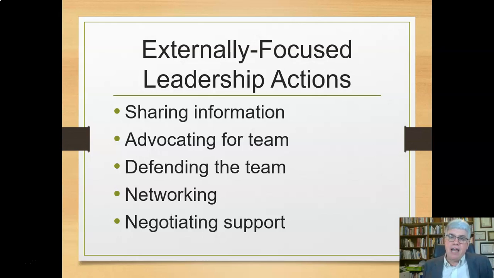You can also network and develop connections and relationships and channels of communication so that the team will have better access to resources. And then you can negotiate support. Maybe the person will only give more support to the team if the team can provide more to benefit the person with the resources. So these are all externally focused leadership actions that any member of a team often can do.